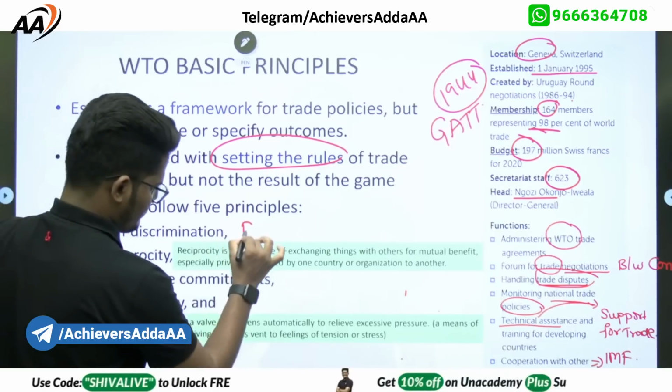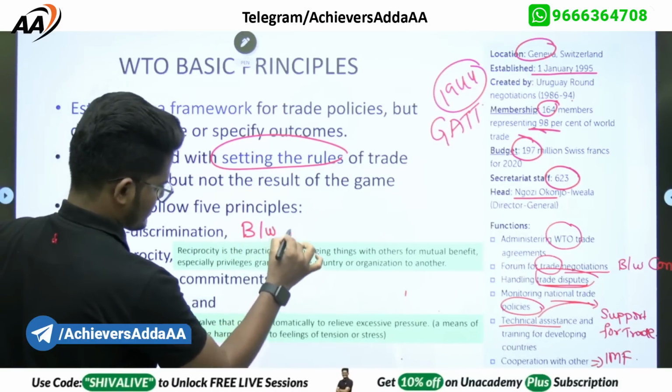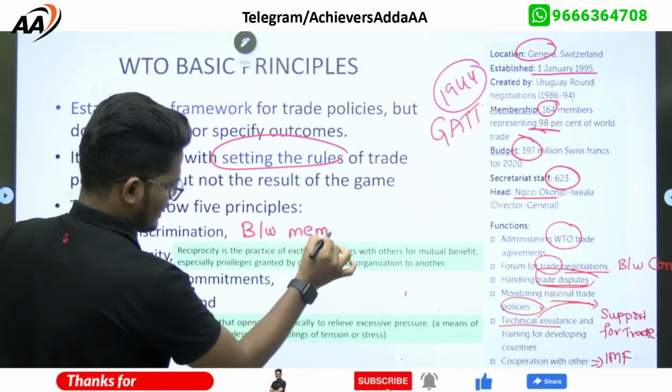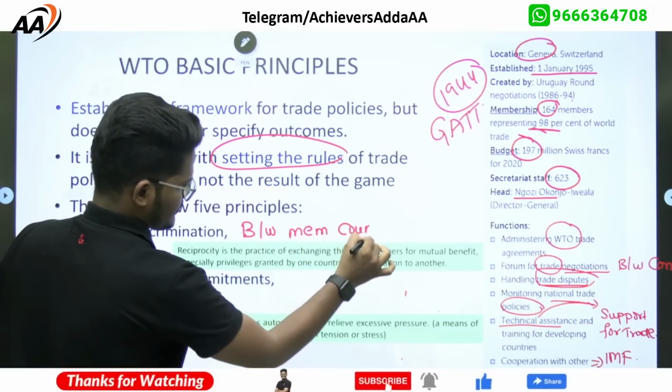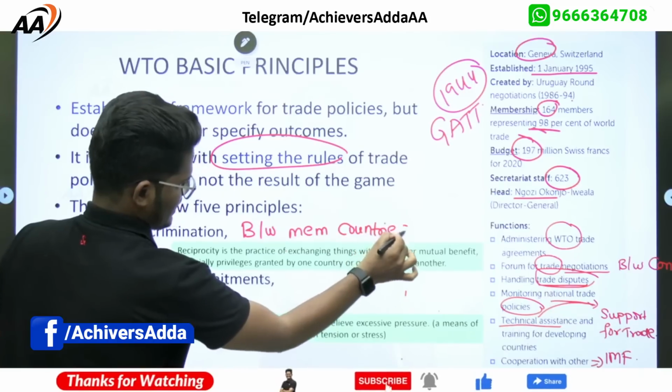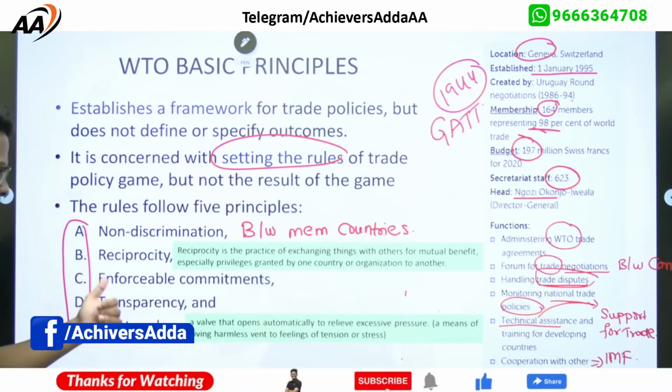No discrimination between the member countries. There should not be any discrimination between the member countries.